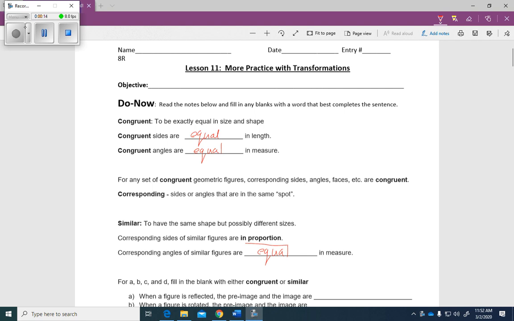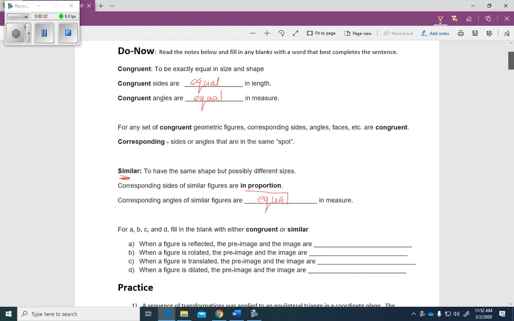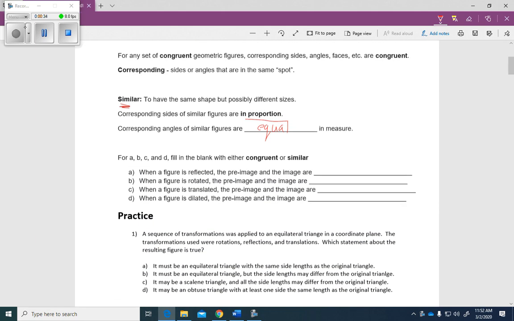The do now, really just quickly: congruent sides are equal in length, congruent angles are equal in measure, and when we have similar figures, the corresponding sides of the similar figures are in proportion, while the corresponding angles are still congruent. The corresponding angles are still equal in measure. When the angles stay equal, that's what makes the shape stay the same. And the sides, we say, are in proportion because when we do similar figures, they're not the same size. They get bigger or smaller.